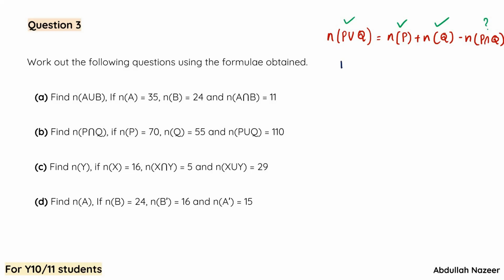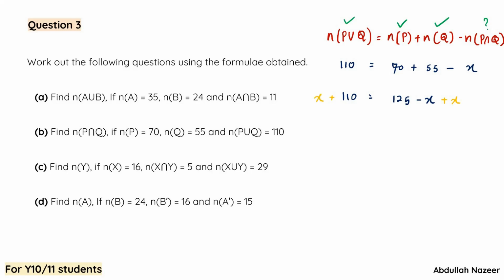n(P union Q) is 110, n(P) is 70, n(Q) is 55, subtract, we don't know what n(P intersection Q) is, so I'll just call it X. We just need to find that X. Now this is just a simple algebraic equation. Let's go ahead and solve this. 110 equals 70 plus 55 is 125 minus X. So I'm going to eliminate X by adding X to both sides.